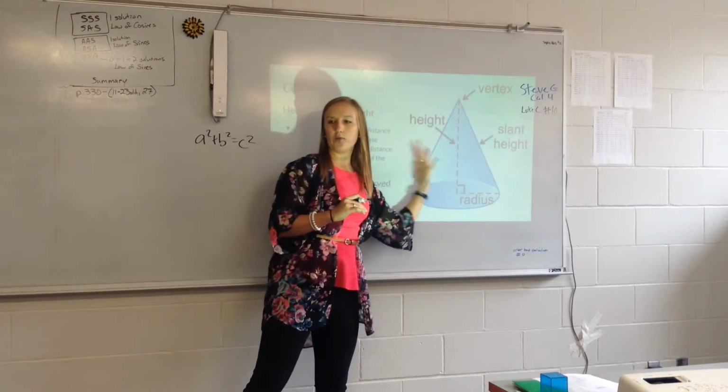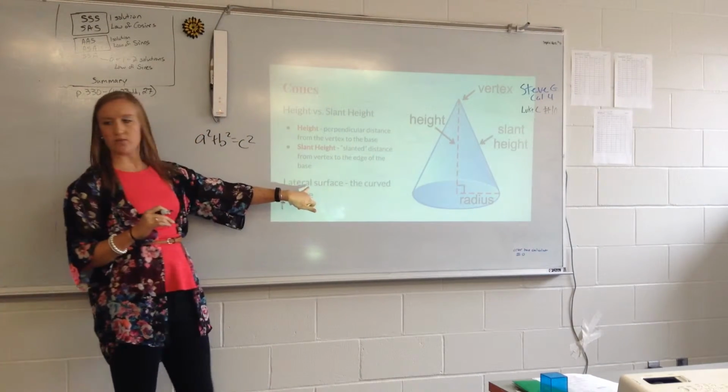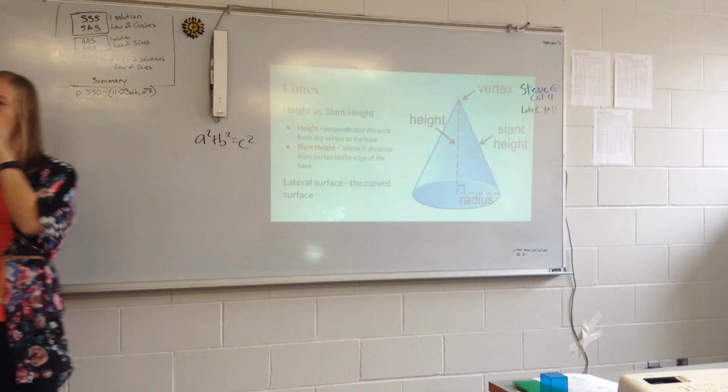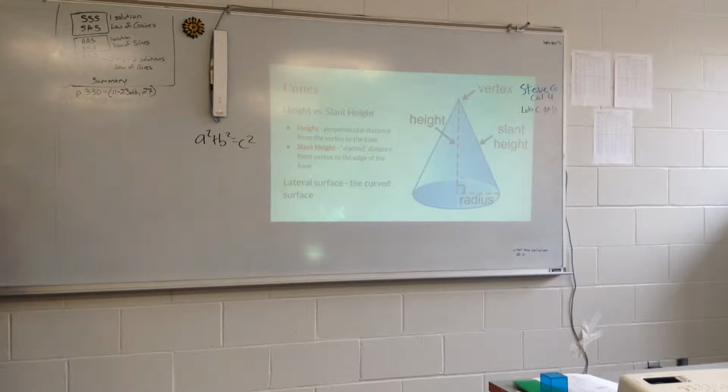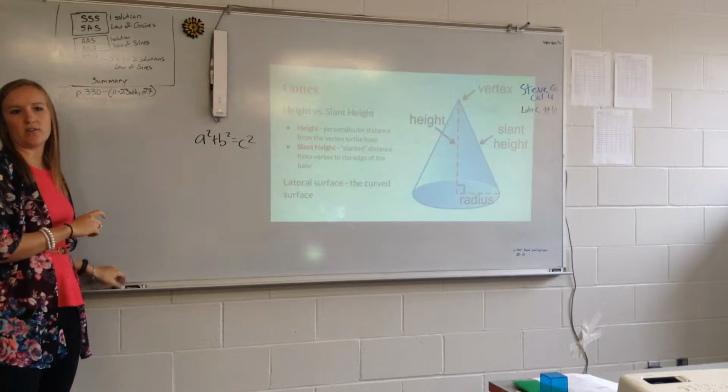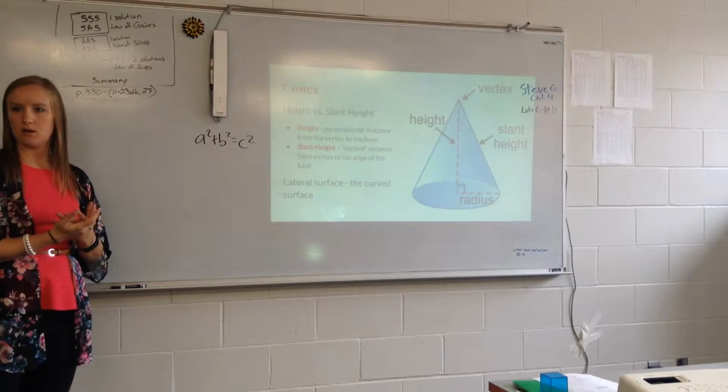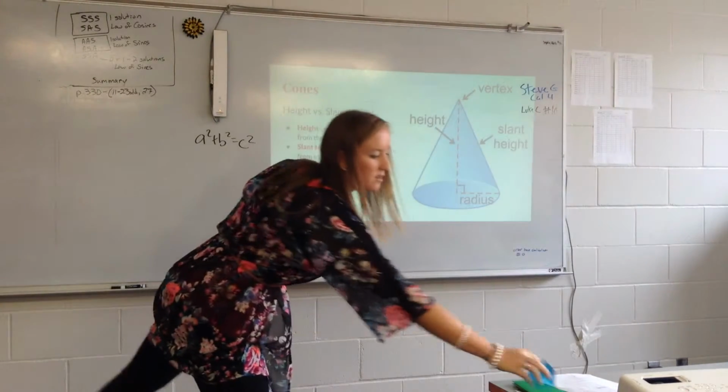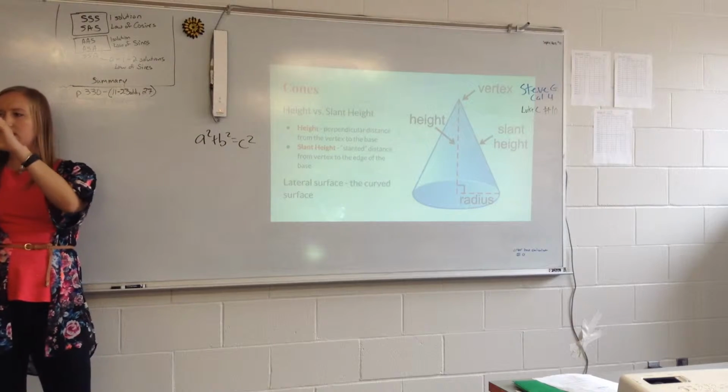Well, this whole curved part is known as the lateral surface, and we found lateral area of the surfaces before. How have we found surface area of all of our solids? We found the area of all these squares or rectangles, and added them all together.